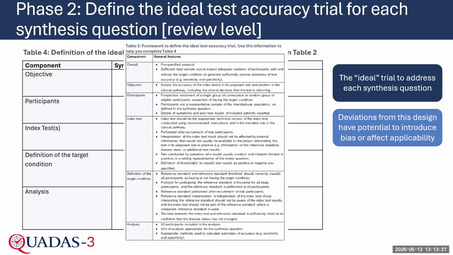And deviations from this design have the potential to introduce bias or affect applicability. And it forms a formal part of the applicability assessment. So when we're assessing applicability, which you'll see more clearly when we move into the domain levels, we're referring back to this ideal test accuracy trial.